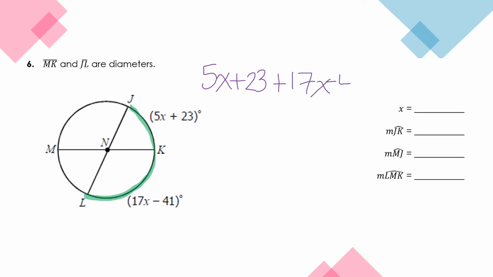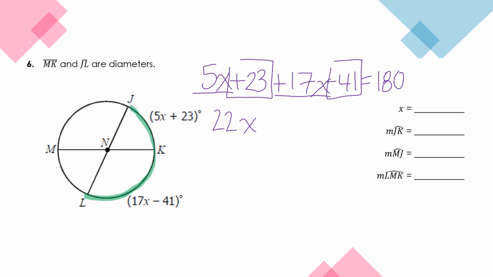17x minus 41 equals 180. All right, so the first thing I'm going to do is combine like terms. I'm going to combine the 5x and the 17x, which gives me 22x. And then I'm going to combine the 23 and the minus 41, which would be negative 18. And that gives me 180.